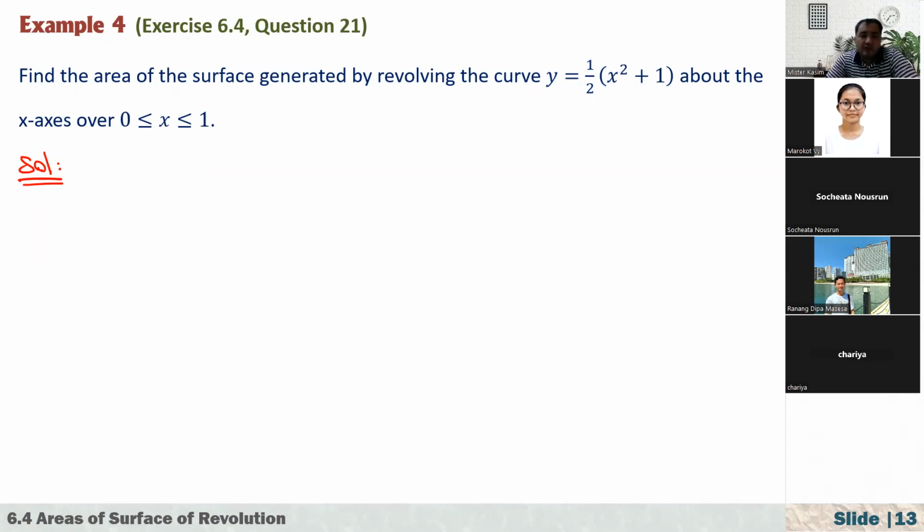The last question: find the area of the surface generated by revolving the curve y equals 1 over 2 times x squared plus 1. Here's just our quadratic function over the interval from 0 to 1, so it may be something like this. That is the x-axis, and this one is the y-axis. When x equals 0, it is 1 over 2. When x equals 1, it is 1, so it is somewhere here. So it's a parabola, it must be something like this.